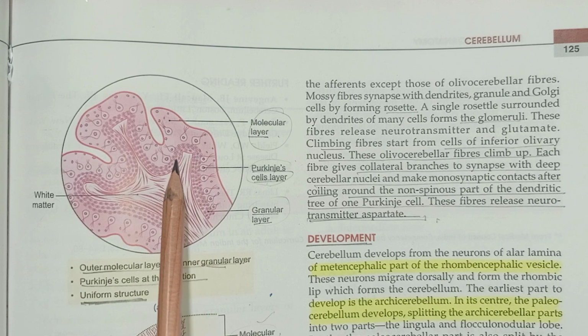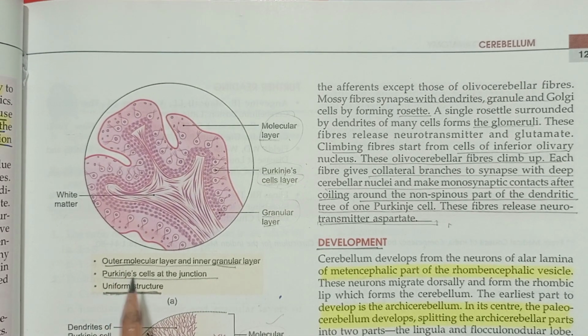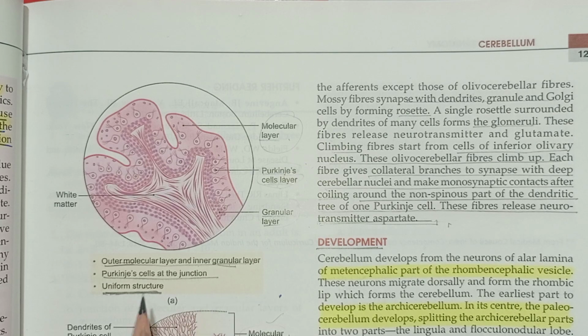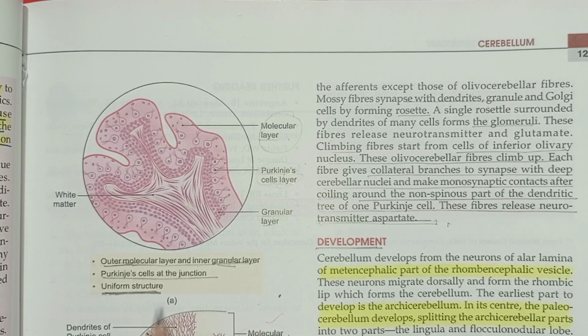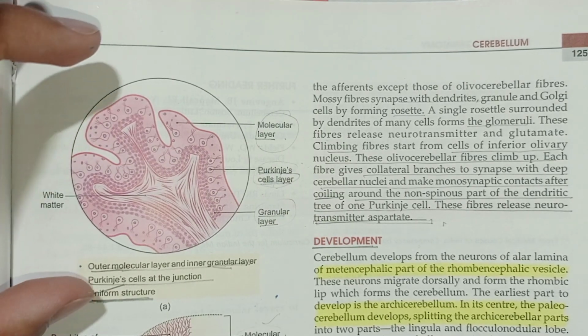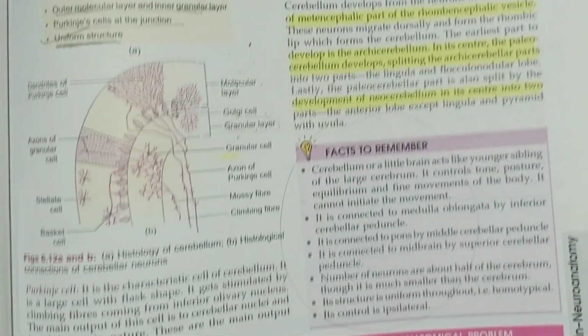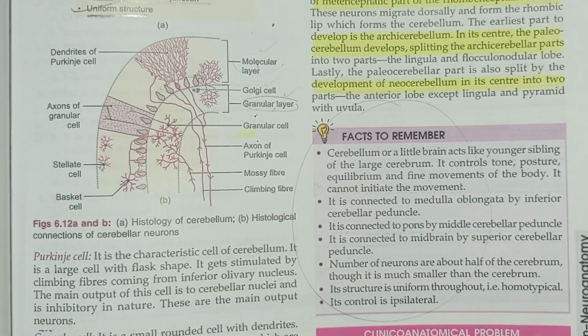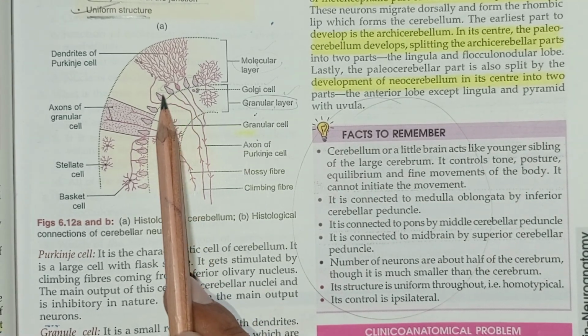As you can see, the granular layer contains granular cells and Golgi cells. So this is the histological structure: outer molecular layer and inner granular layer, with Purkinje cells present in between them, and a uniform structure, that's the homotypical structure of the cerebellum. This is the histological diagram given in the book. This is the handmade diagram. If you look closely at this diagram, these are the flask-shaped Purkinje cells.